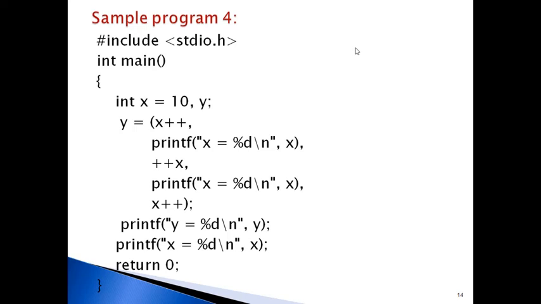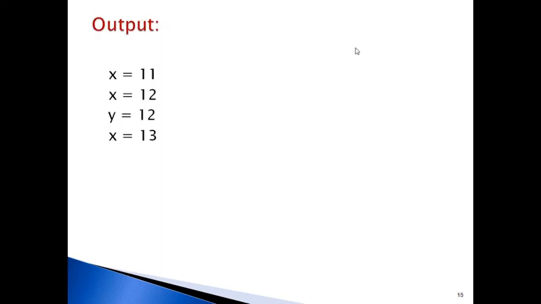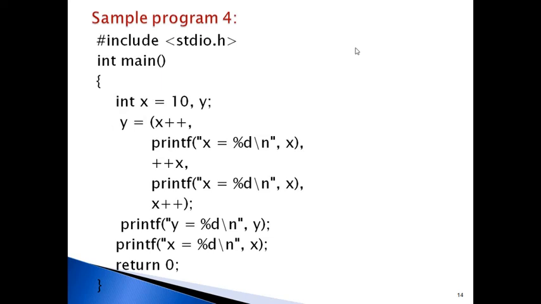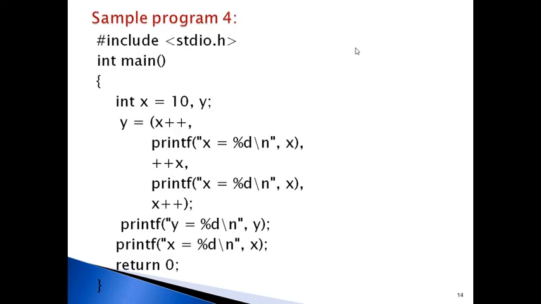printf y = %d. printf x = %d. The x value is printed. This is the program. The expected output of this program: first x value is printed as 11, second x value is printed as 12, y value is printed as 12 and x value is printed as 13. This is the expected output. Kindly note down this program and practice.